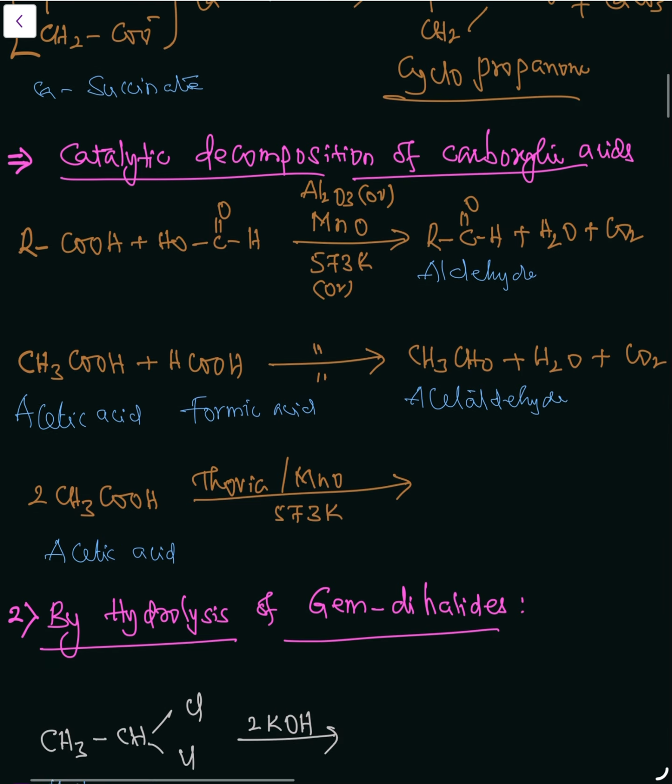Next, if we take 2 moles of acetic acid and heat with MnO at 573 Kelvin, the product is CH3 C double bond O CH3 plus H2O plus carbon dioxide. Here the product is acetone.